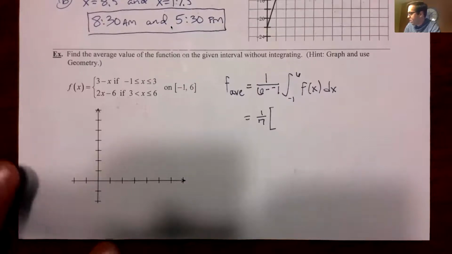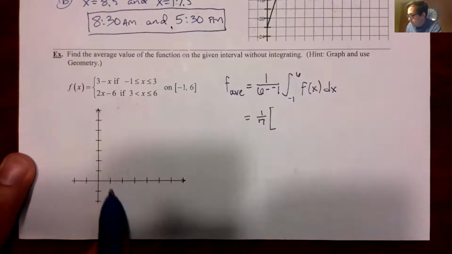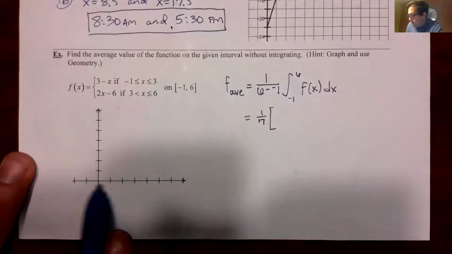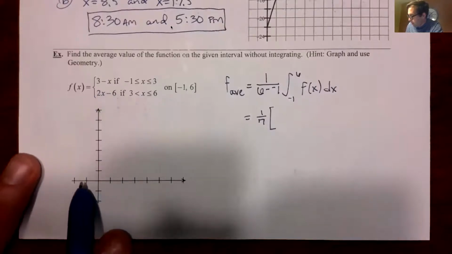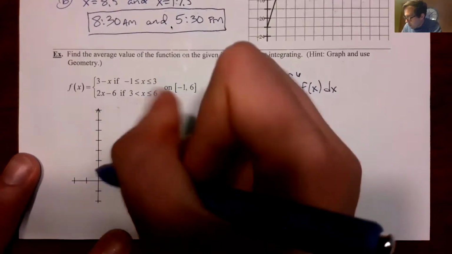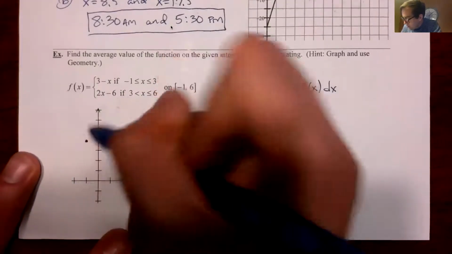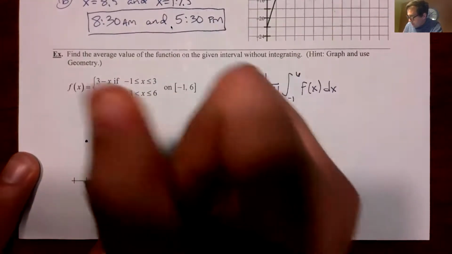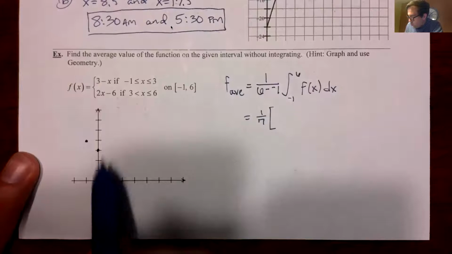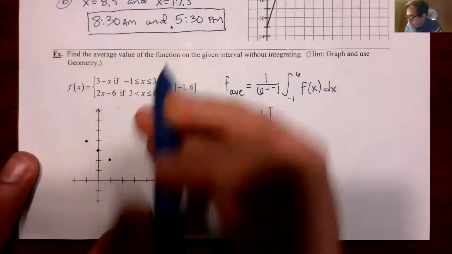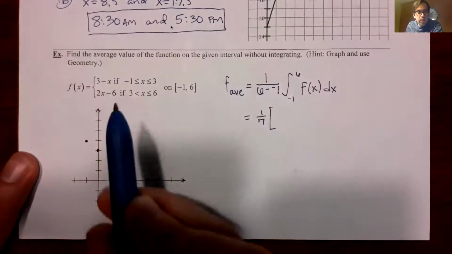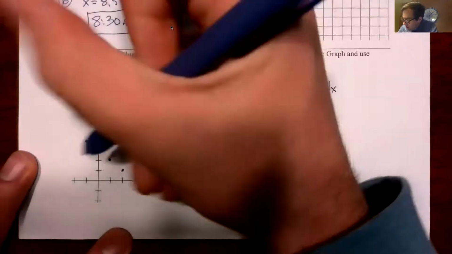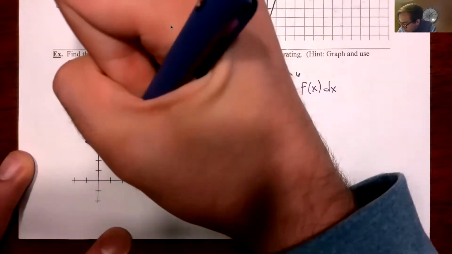So let's try to graph these. So I'm going to assume that each of these kind of tick marks goes up by 1, because that'll work for this. And so we're going to graph from -1 to 3 on the x-axis the function 3 minus x. So if I plug in -1, I get 4. If I plug in 0, I get 3. If I plug in 1, I get 2. If I plug in 2, I get 1. And if I plug in 3, I get 0. So it's a straight line with a y-intercept of 3 and a slope of -1.